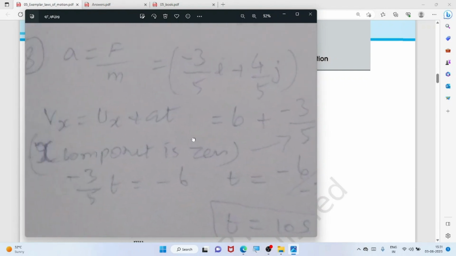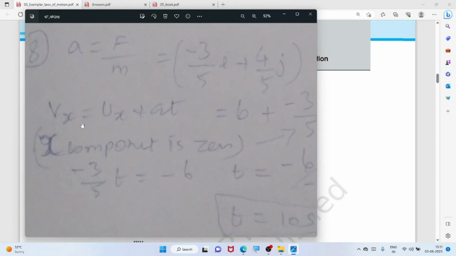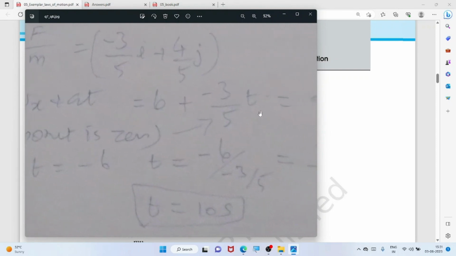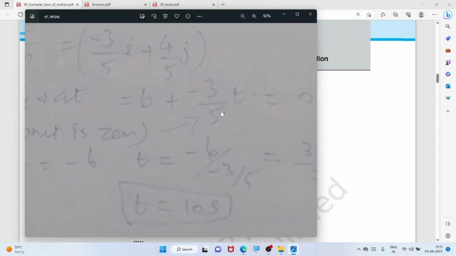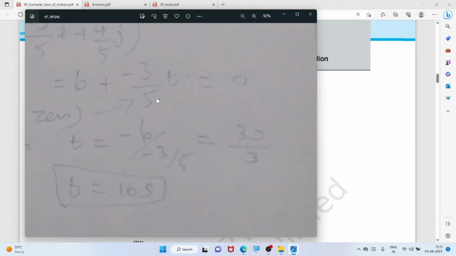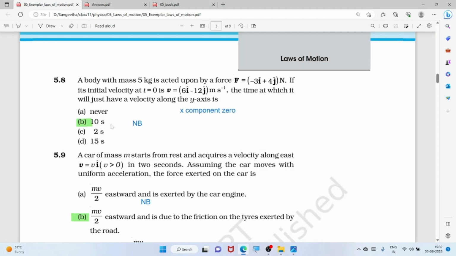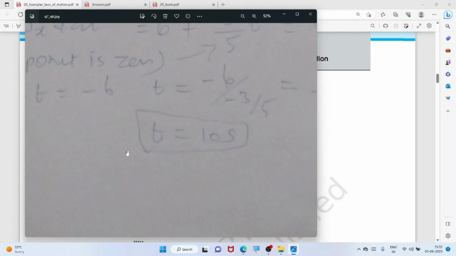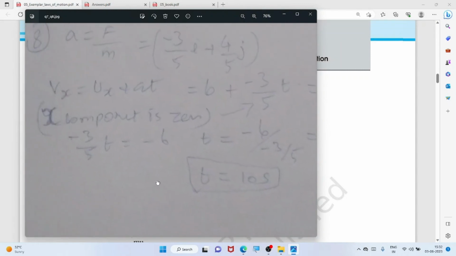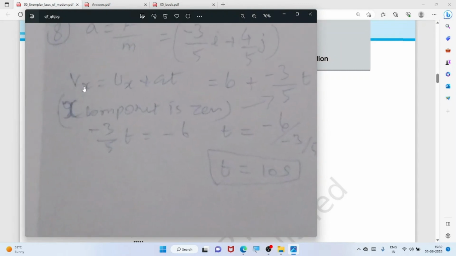So here we are going to find the time. So we are using the other values except t, and we are taking only the x component, equal to 0, then we get that value, time is 10 seconds. Okay, so this formula: here we are using the final velocity equals initial velocity plus acceleration times time. We are using this formula.